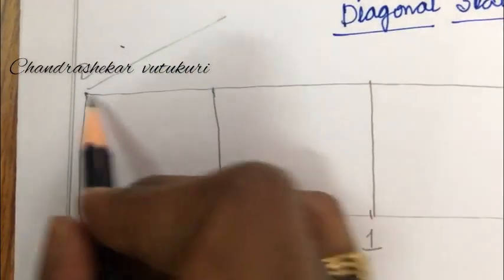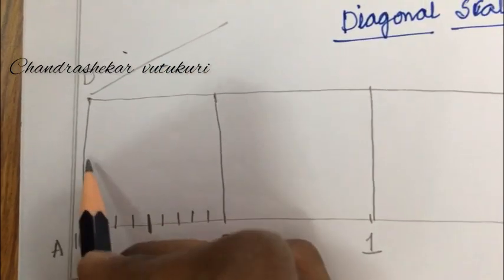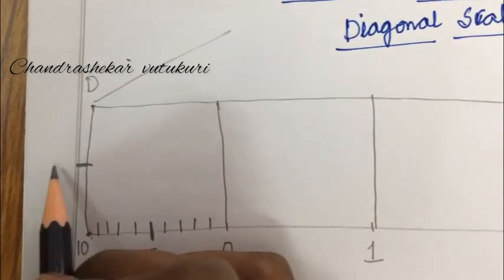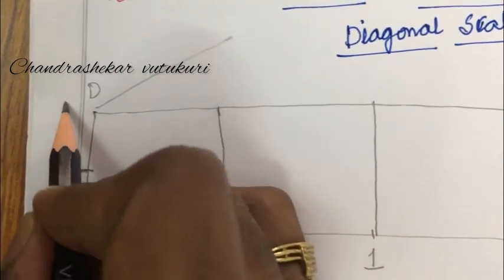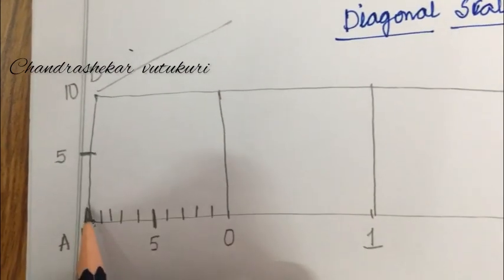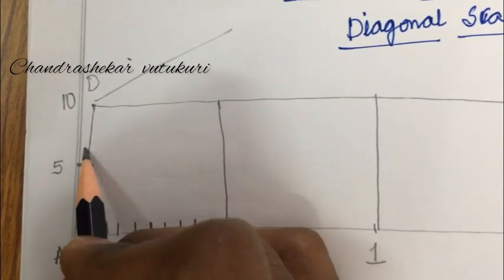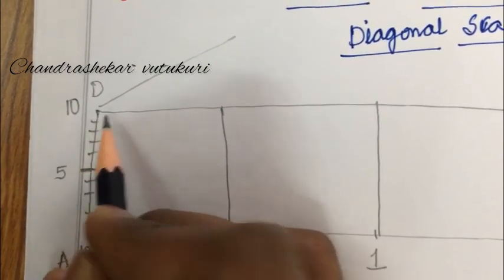So, I need to plot AD. Now, AD is a line perpendicular to AB. In this box you have 10 more centimeters. I mean, 1 decimeter equals 10 centimeters, which I am going to represent here. I have taken here 5. So, let this be 1, 2, 3, 4, 5, 6, 7, 8, 9, 10.